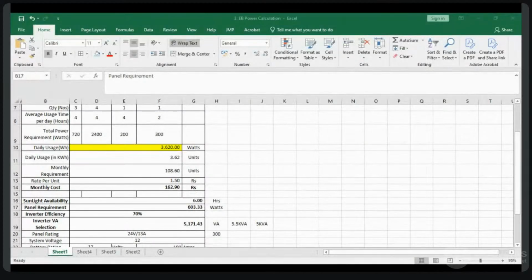Okay. Okay, see, we need what? Daily usage is 3620. Is the Excel sheet visible? No, sir, not visible, sir. Okay, sir, 1 minute. Yeah, now it is visible, sir. Thank you, sir.